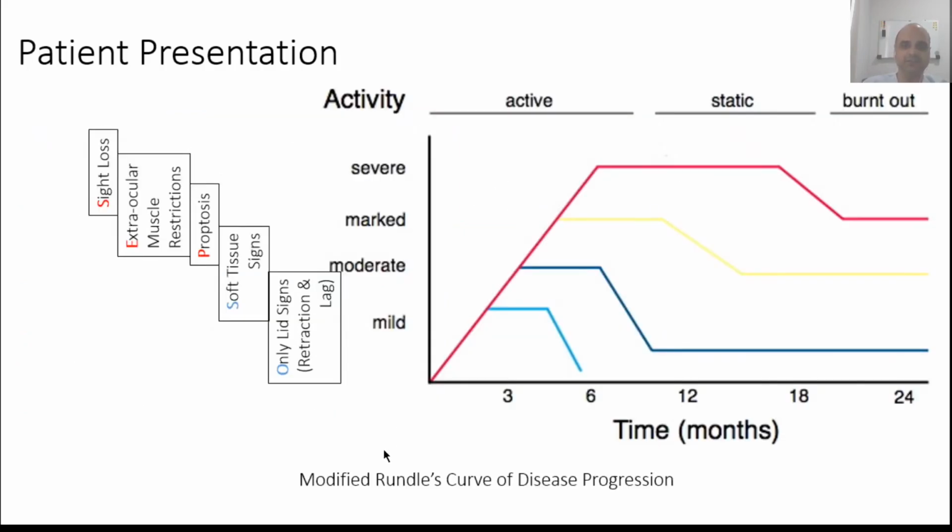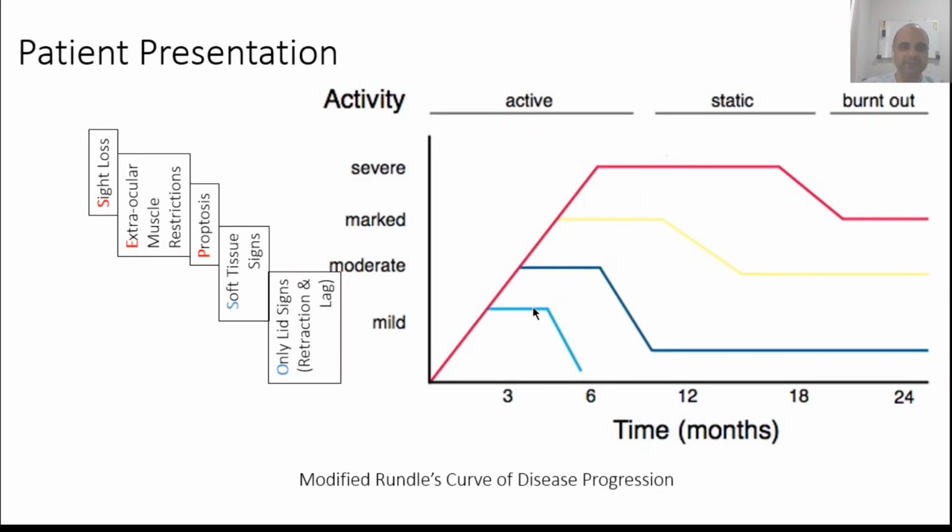This is the curve I was talking about. This is called the Rundle's curve, and this is a little bit modified presentation of the curve. This is the disease severity, and this is the time. Remember, it's about 8 to 36 months that the disease lasts. So if you have a mild disease, the line shown in purple shows you how quickly the symptoms tend to rise, and then they sort of stabilize, and then the patient starts improving.